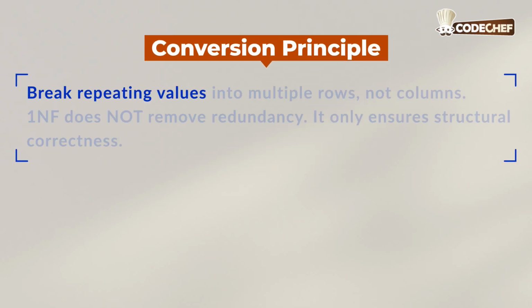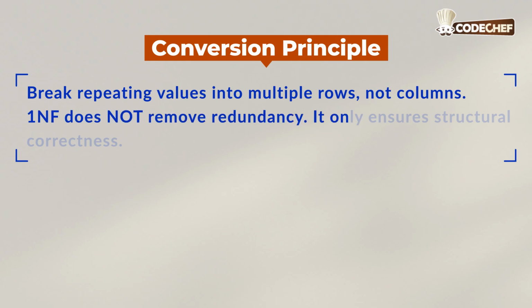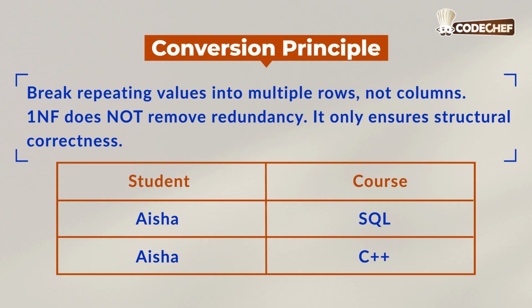Now let us discuss the conversion principle to convert this kind of table into 1NF format. Break repeating values into multiple rows and not columns. 1NF does not remove redundancy, it only ensures structural correctness. So here in column student, I have repeated the entry. So redundancy is there. Redundancy means repetition of records. Aisha, I have written this 2 times, but in the column of course, now we have a single value in each cell. So Aisha SQL and Aisha C++. This is how 1NF works.